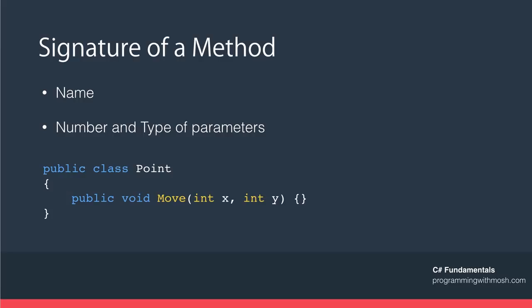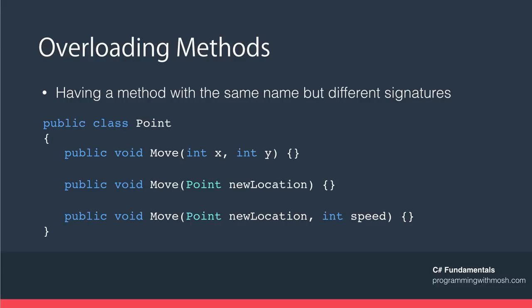The signature of a method consists of its name and the number and type of its parameters. So in this example, you see we have a Point class that has a method called move. I have highlighted the areas that make up the signature of this move method with yellow. So the name and the type and number of parameters. A concept that goes hand in hand with the signature of a method is overloading. So basically overloading means having a method with the same name but different signatures.